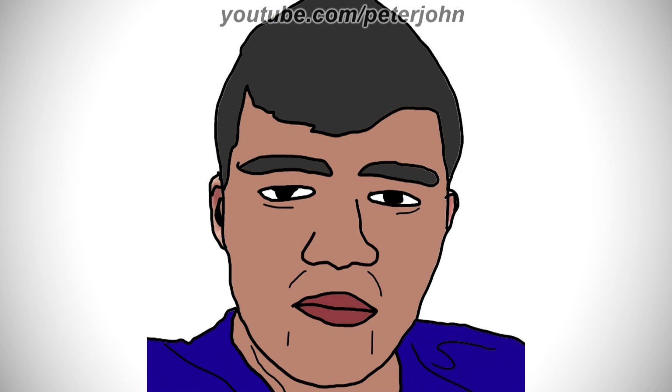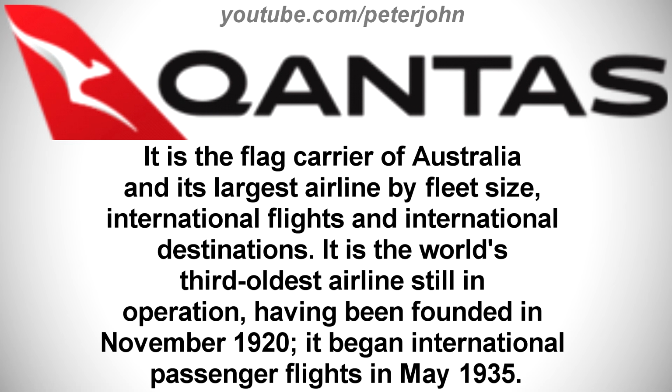Okay, now I'm gonna talk about Qantas. It is the flag carrier of Australia, and its largest airline by fleet size, international flights and international destinations. It is the world's third oldest airline still in operation, having been founded in November 1920. It began international passenger flights in May 1935.